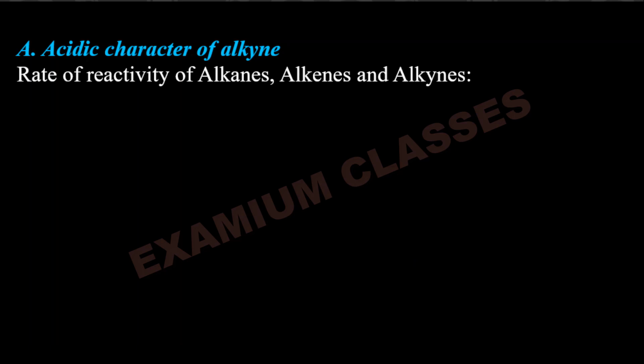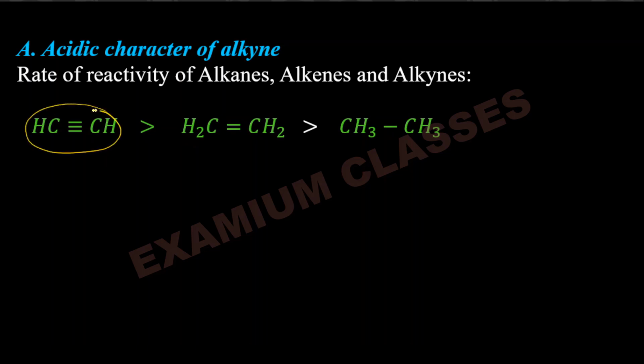Rate of reactivity of alkanes, alkenes and alkynes will be in this order. Alkynes will be most reactive, alkenes will be less, alkanes will be least. And the reason is very simple, because here you can replace the hydrogen very easily because of high electronegativity of carbon, because it has 50% s character. So it will pull the shared electron pair towards itself to a great extent.